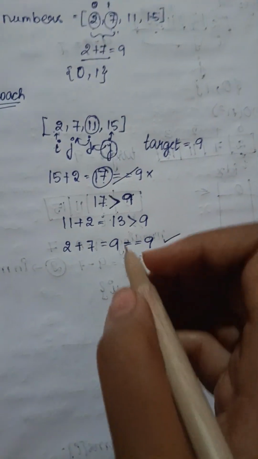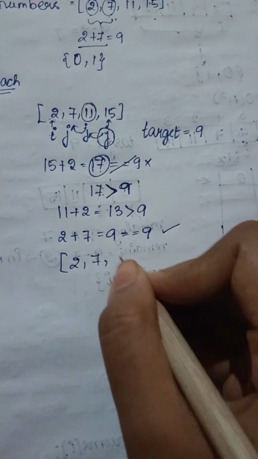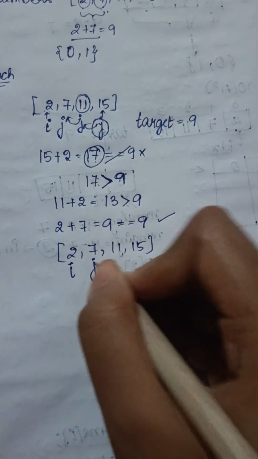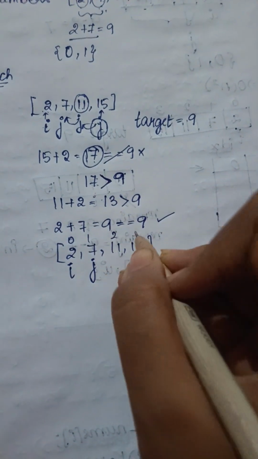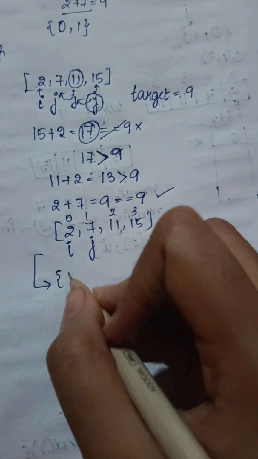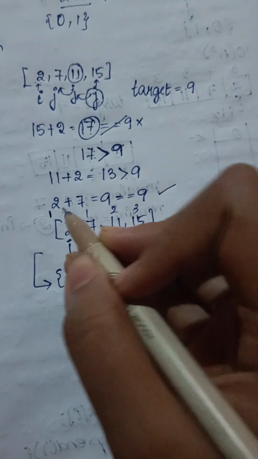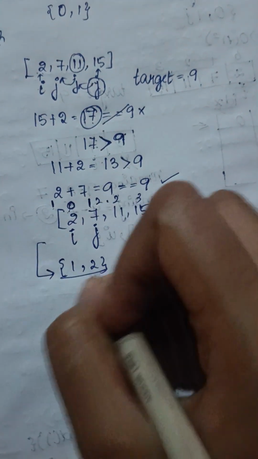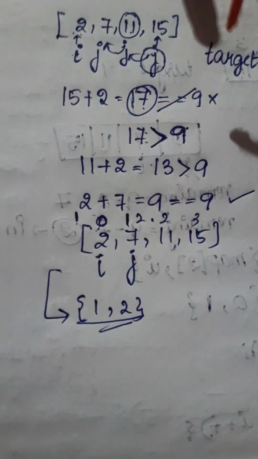So I got my answer in this case. In 2, 7, 11 and 15, the i and j pointers are over here right now. Arrays are 0-based indexing, but in our output we have to return 1 comma 2. So 0 is considered as 1, and this one is considered as 2. So I'm just returning it. Now how can we code this approach in LeetCode? Let's see this.